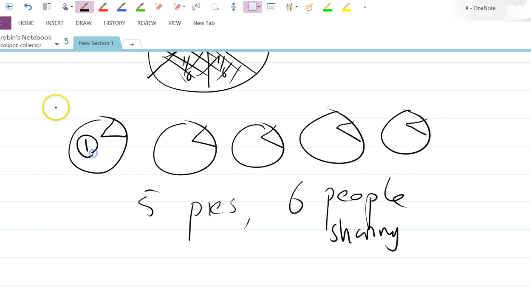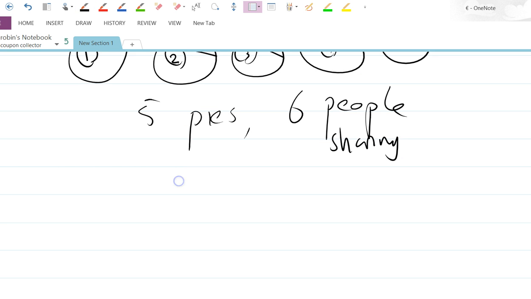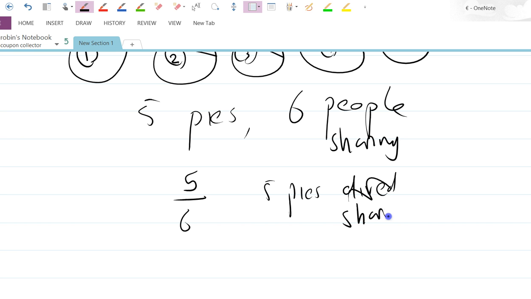Person 1 has that slice, person 2 has that slice, person 3 has that slice, person 4 has that slice, and person 5 has that slice, and the 6th person, person number 6, gets that piece, and that piece, and that piece, and that piece, and that piece. So that's another way of thinking about fractions. 5/6 means you've got 5 pies divided by 6, shared equally between 6.